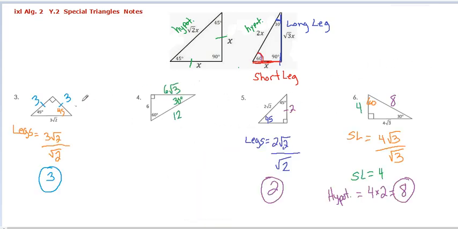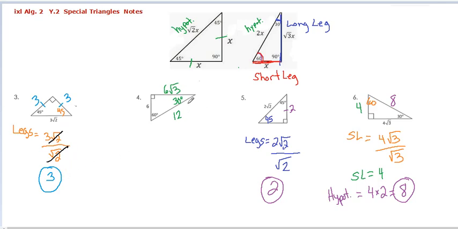Alrighty. Well, this one was a 45-45, and we were given the hypotenuse. So we just had to divide by the square root of 2 because again, the hypotenuse is based off of the legs and it's multiplied by the square root of 2. So to undo that, we'll divide. And when you divide 3 times the square root of 2 by the square root of 2, those cancel out and it leaves you with 3.